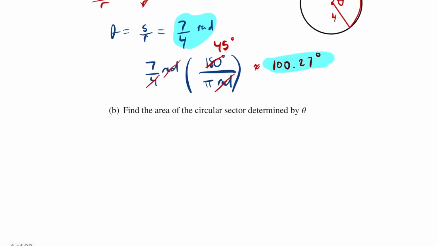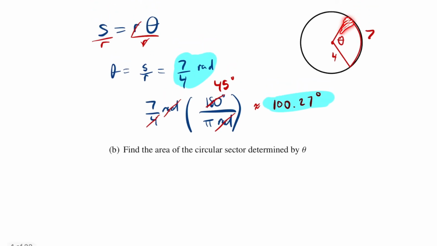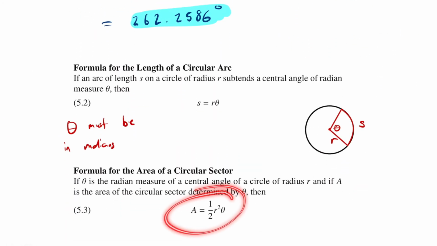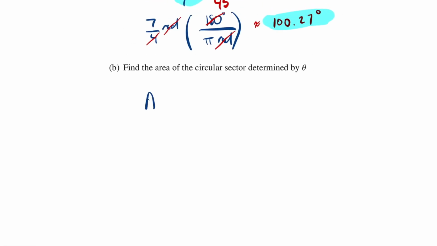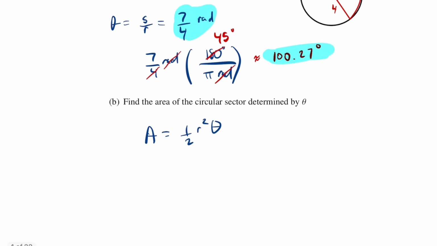All right, now they want us to find the area of the circular sector determined by theta. So same problem, now we're going to find the area. So let's use the second formula that was given to us, A equals 1/2 r squared theta. And remember, theta must be in radians, so we're going to use 7/4, not 100.27. So let's plug in values. 1/2, the radius is 4 squared times 7/4.